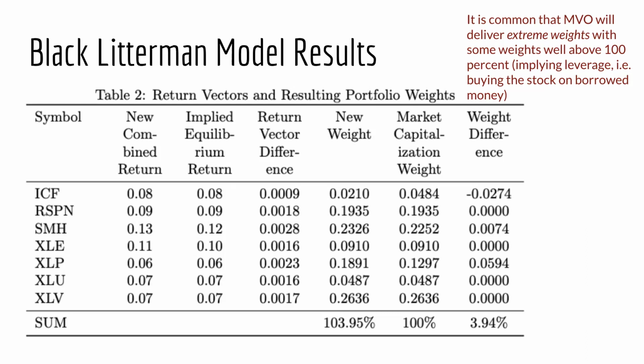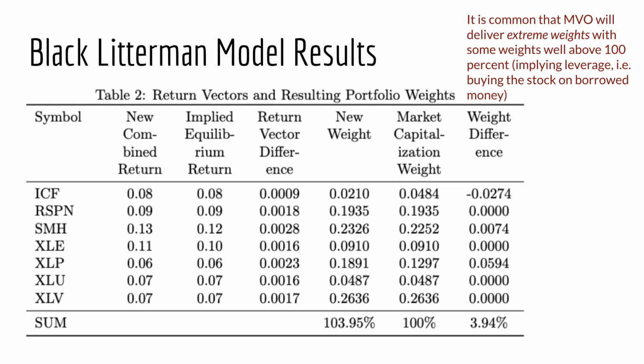From the new combined return, we calculate the new weights compared to the market capitalization weights, and we see that in the weight difference column, only the assets or the ETFs that we had certain views on were affected, whereas the other assets were not impacted in their weightings.